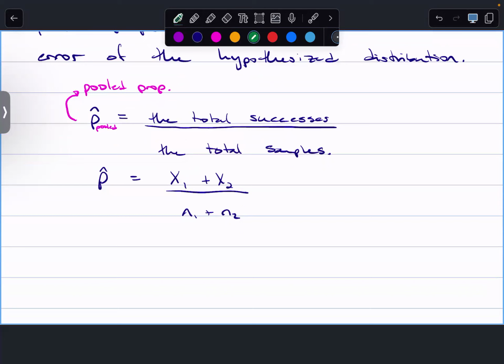Or x1 is n1 times p1 hat, depending on what information you have, right? If you have n and p hat, you can solve it backwards for x. And of course, x2 is n2 times p2 hat, depending on what information you have. But usually you'll have found your number of successes already, so then you can just use those.